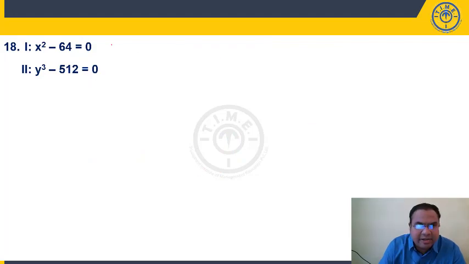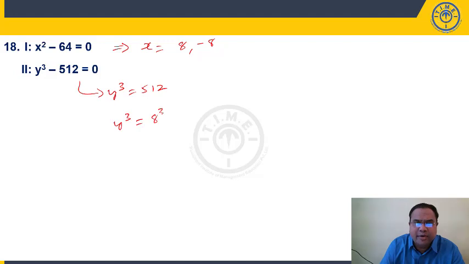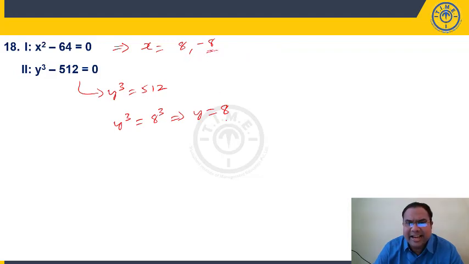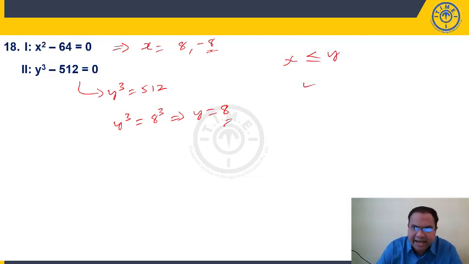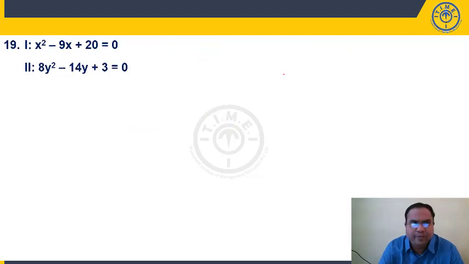18th question, x square is equal to 64. We can say x is equal to plus 8 or minus 8. Y cube is equal to 512. 512 is nothing but, students, we know it is 8 cube. So from this we can say y value is equal to 8. Right, so let us compare. X is 8, y is 8, so both are equal. X is minus 8, y is 8. Minus 8 is less than. So x is either less than or equal to y. X less than or equal to y, it is present in your choice 4.